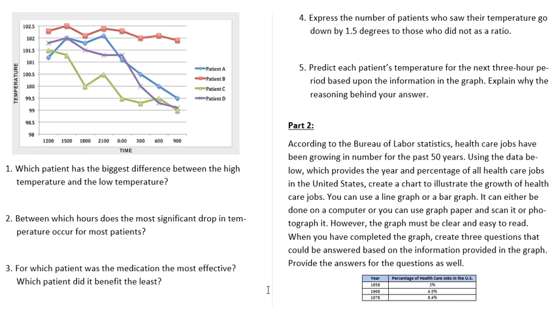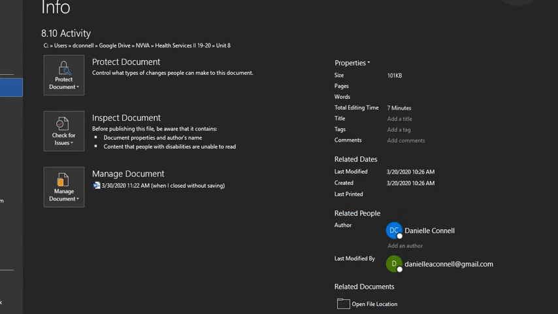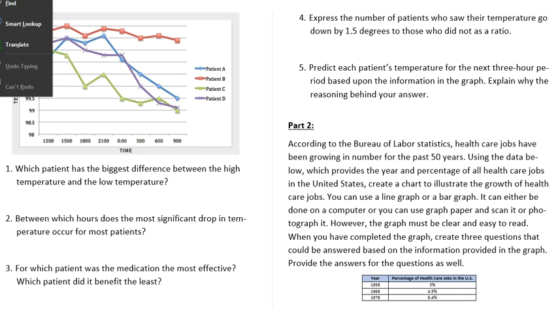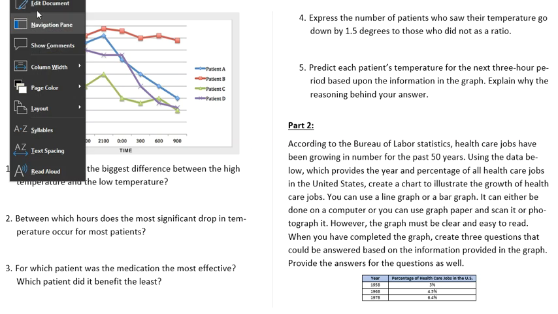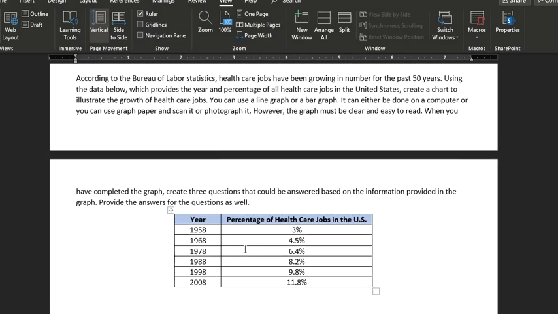When you've completed the graph, create 3 questions that could be answered based on the information provided in the graph. So you're kind of questioning me here, but you also need to supply the answers to the questions that you choose. Let me pull this up really quick so I can help you figure out how to graph.